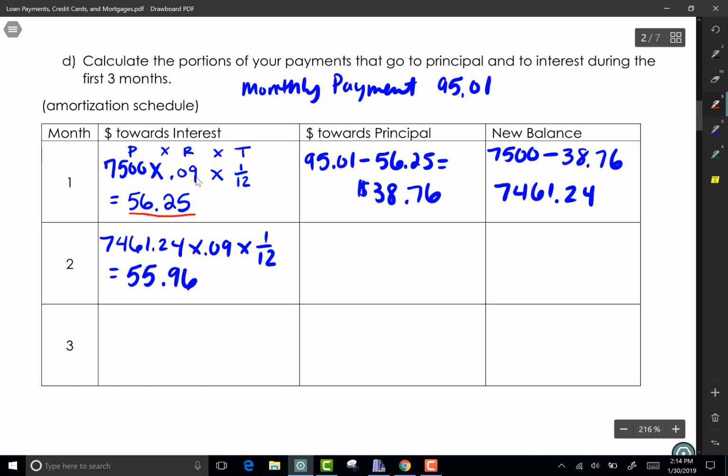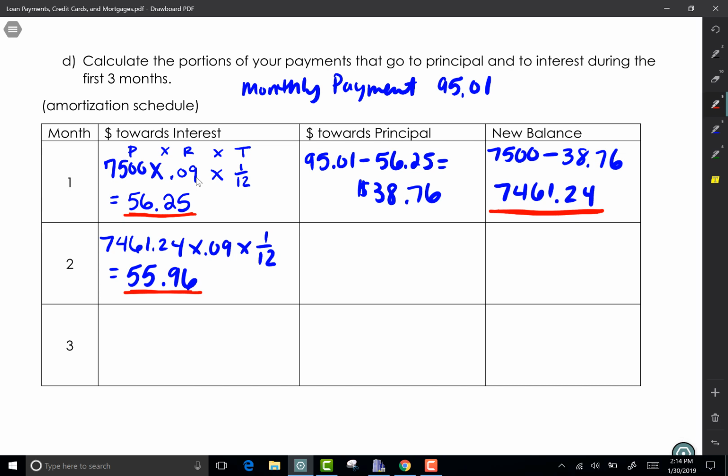Notice that this and this are a little bit different. The reason is we paid off some of our balance in the previous month. So our principal has gone down, so when we find the interest rate on the new principal or the new balance, the amount of interest is going to go down as well.